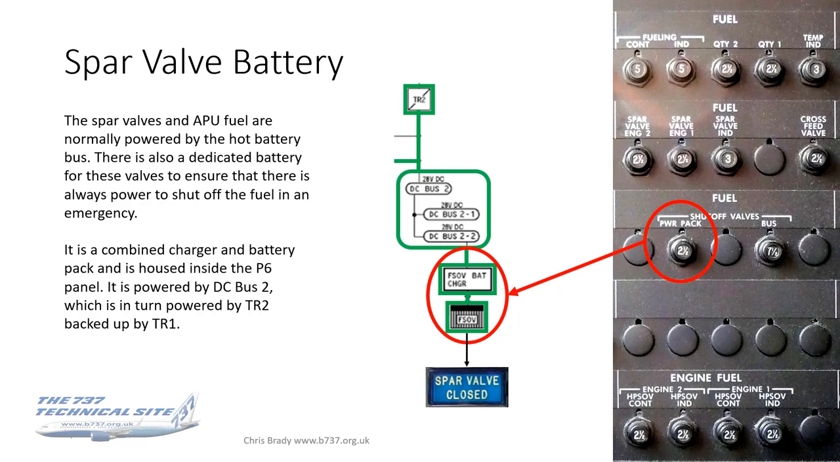This battery pack actually lives behind the P6 panel. It's built into it. I don't have a photo to show you, unfortunately, but you can see the circuit breaker there labeled power pack, and I've given you an extract of the schematic, which you may remember from the electrics video, showing you where it gets its power source from. So the spar valve will always be there for us in an emergency, even with a total loss of electrics, assuming the battery pack's charged, which of course it should be.